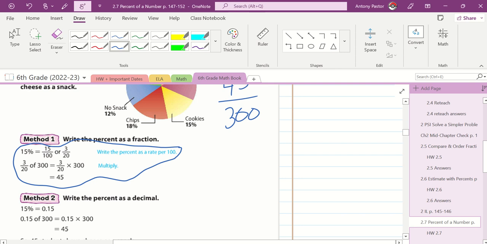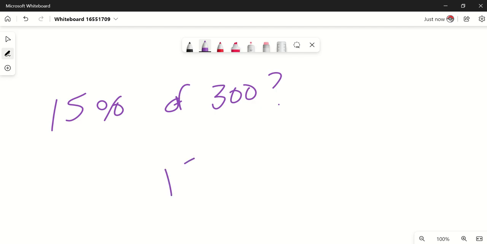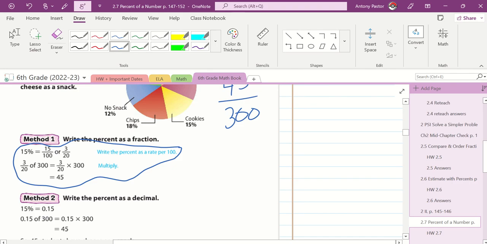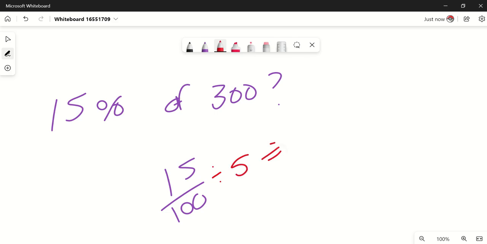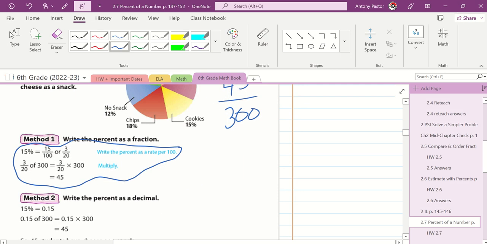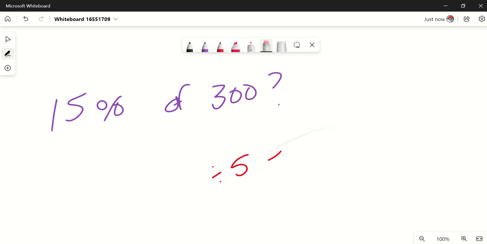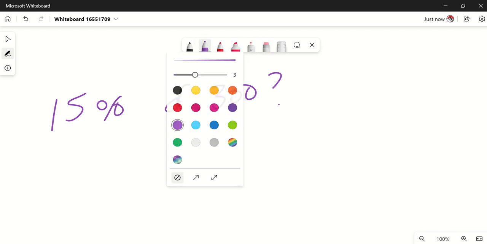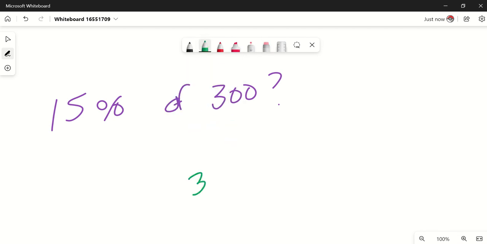What this book proposed is to make 15% 15 out of 100 and then simplify it. If we divided both of these numbers by 5, this would become 3 over 20. Now what I would do is multiply 3/20ths by 300. Three over 20 times 300, I would have to put the 300 over 1.